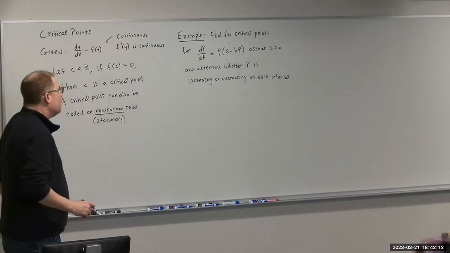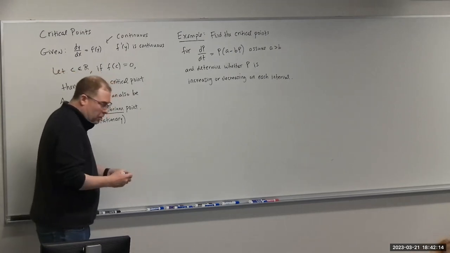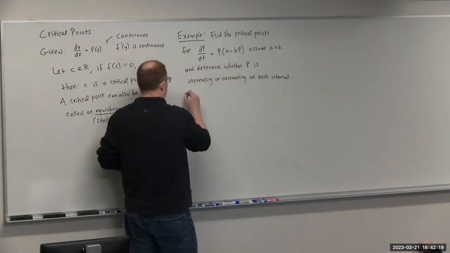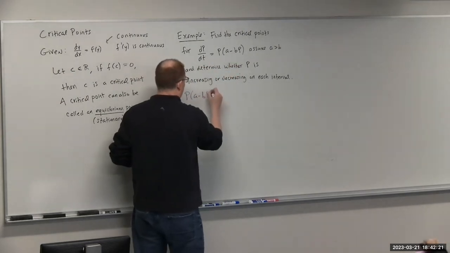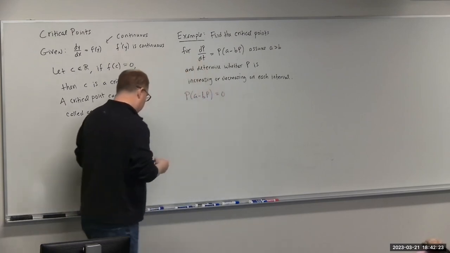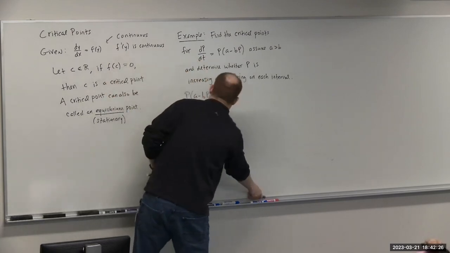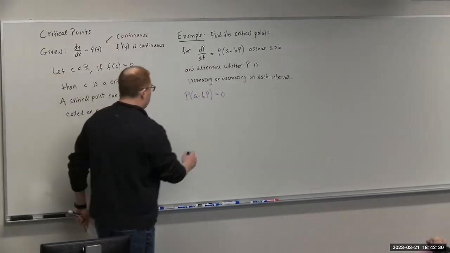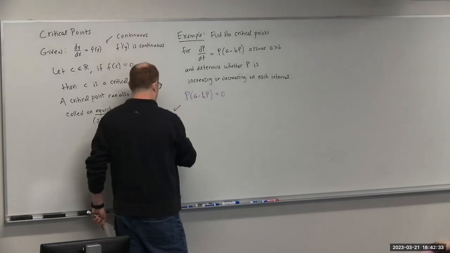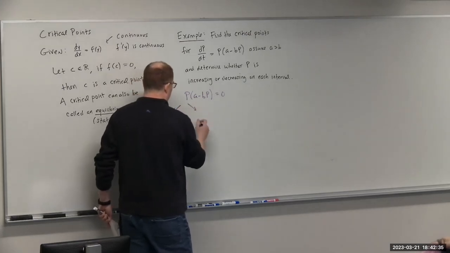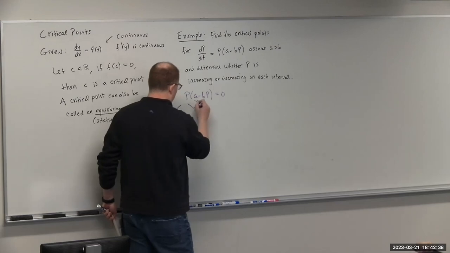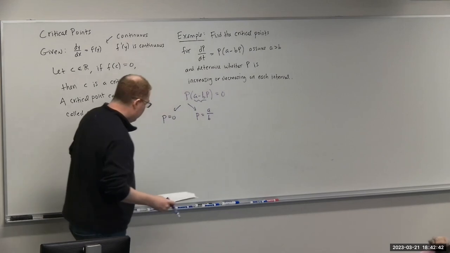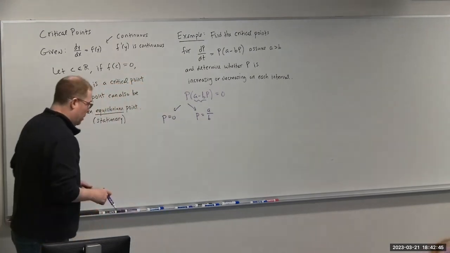So basically we go back to the definition and apply it here. We're going to take this and set it equal to zero. Obviously we're going to get two solutions. In one case P is zero. In the other case P is going to be equal to A over B. Those are your two equilibrium points.